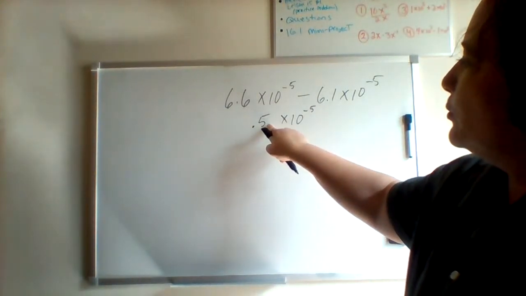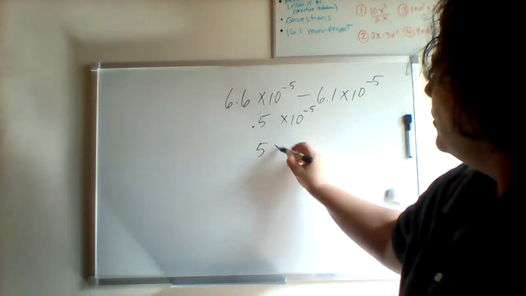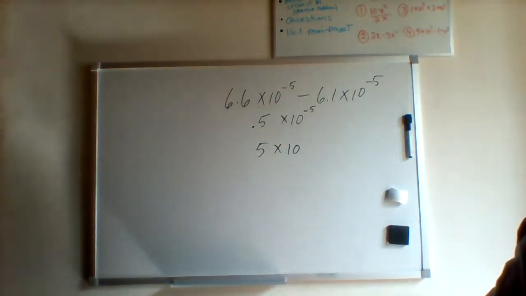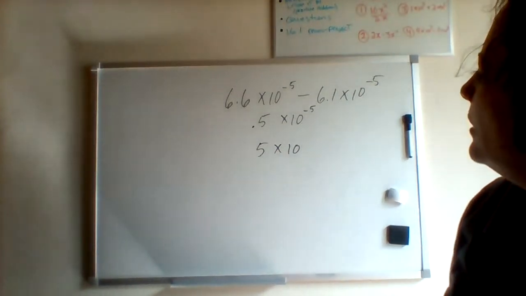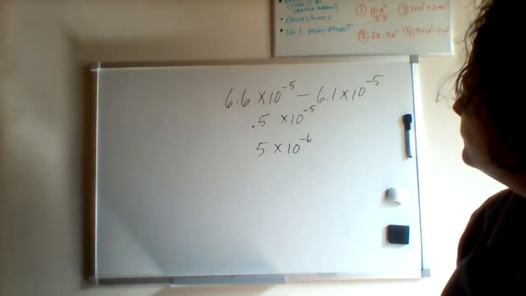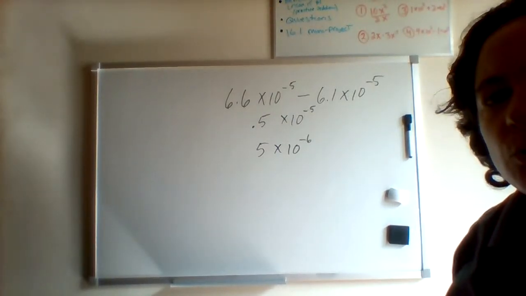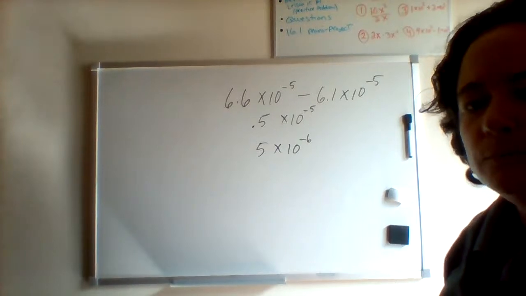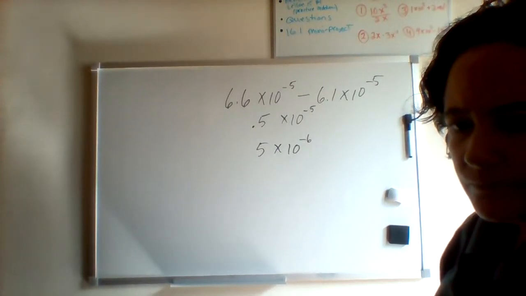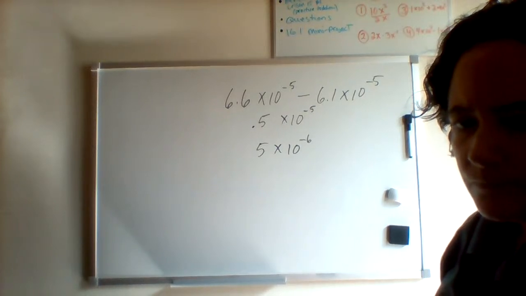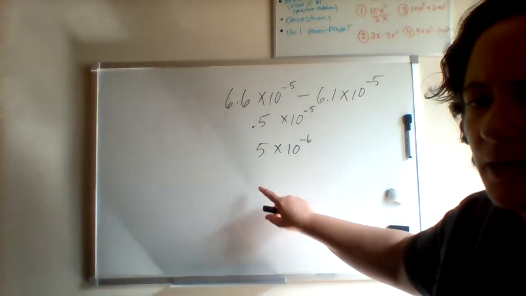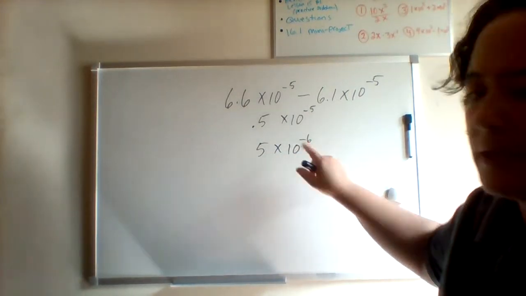So if I need my decimal point over here, what does my exponent become instead? And if you're not sure, just expand it out. Positive 5 times 10 to the negative 6th power.